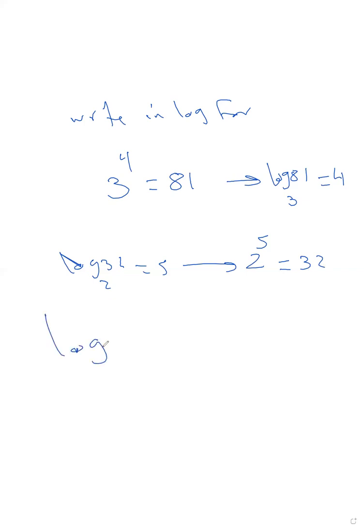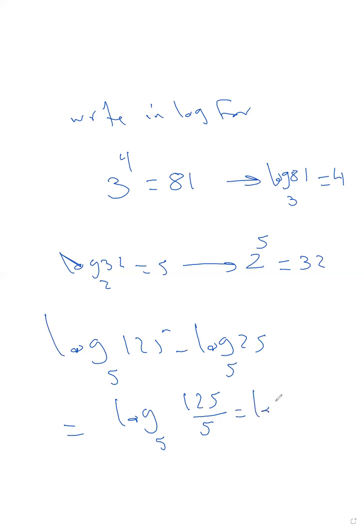If log 125 to the base 5 minus log 25 to the base 5, and you need to write it as a single logarithm, you will write log 125 over 25 to the base 5, because the minus, you will convert it. The rule of subtraction is dividing the numbers. It will be log 125 over 25, which is 5, the base 5, and if the base equals the number in front of the log, it will be 1.